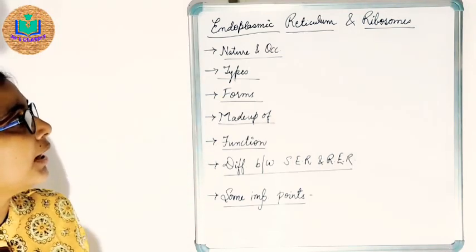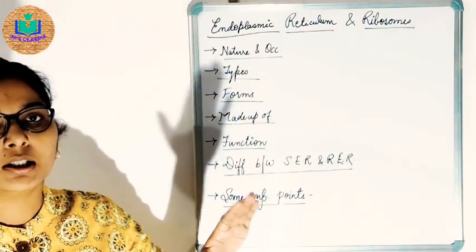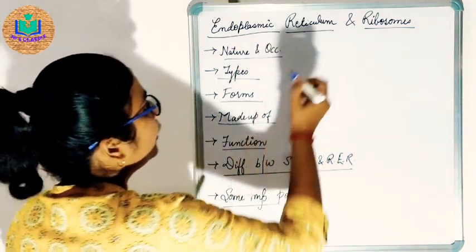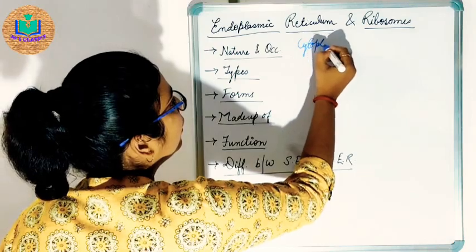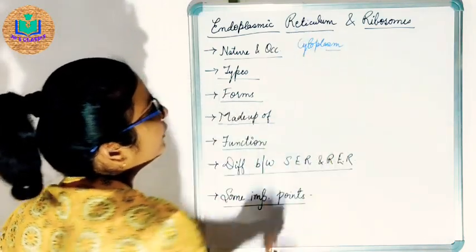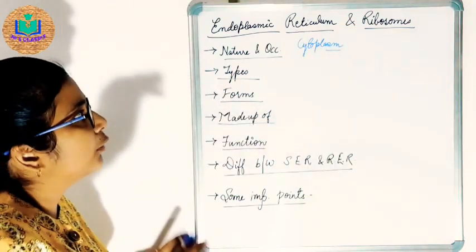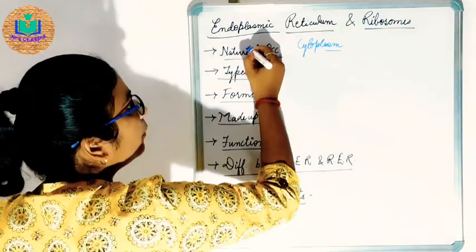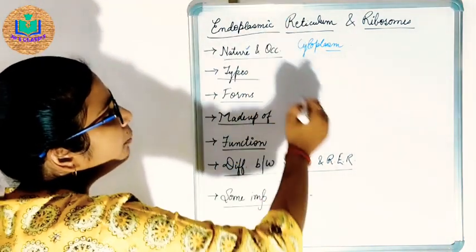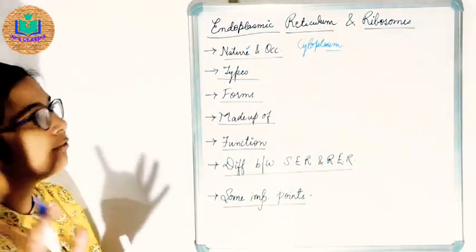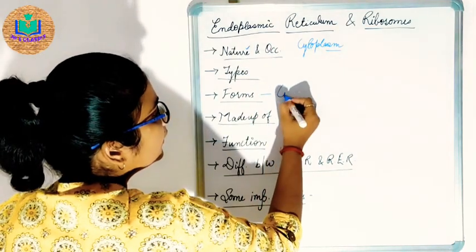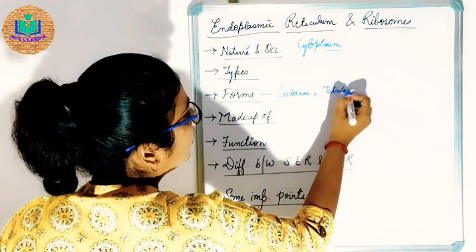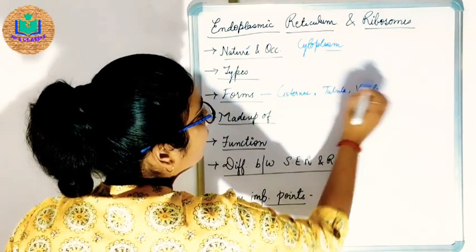Talking about its nature and occurrence, both occur in the cytoplasm of the cell. Both ribosome and endoplasmic reticulum are present in the cytoplasm of the cell. Talking about its nature, endoplasmic reticulum is found in three forms. First one is cisternae, second one is tubule, and third one is vesicle.